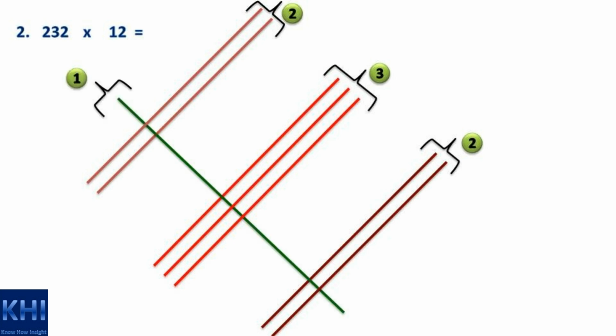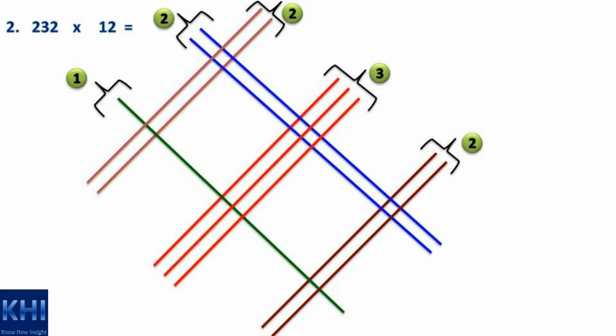In 12, your first number is 1, so draw 1 slanting line downward, and your next number is 2, so draw 2 slanting lines downward. Now mark all the intersecting points. The intersecting points at the rightmost side gives the last part of your answer. The intersecting points at the middle part gives the middle part of your answer, and the intersecting points at the leftmost side gives the first part of your answer.